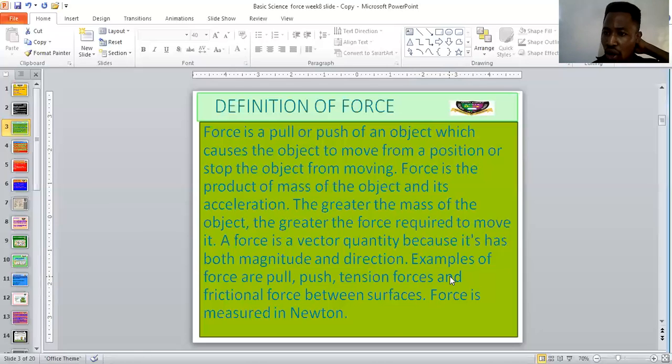Now, what is a pull? A pull is the force that brings something or an object closer. If you pull an object, that means you are bringing the object closer to yourself. That's a pull. And if you push an object, it is a force that takes an object away from you. So if you push an object or you push a thing, you are taking that object away from you.